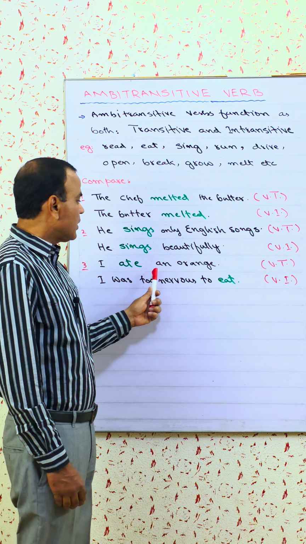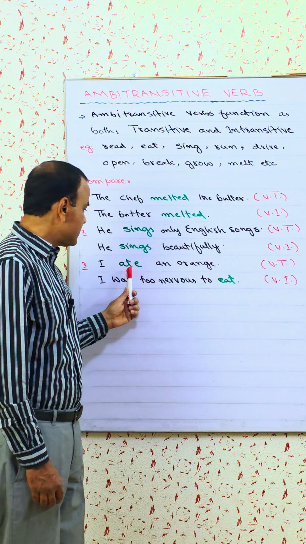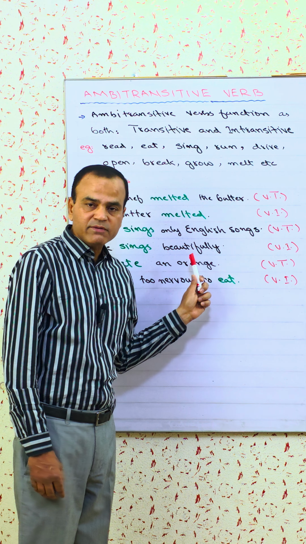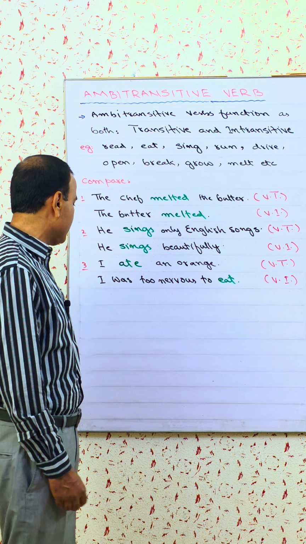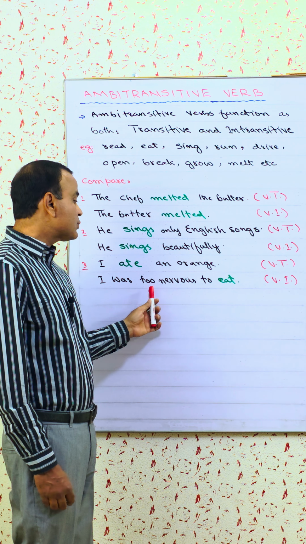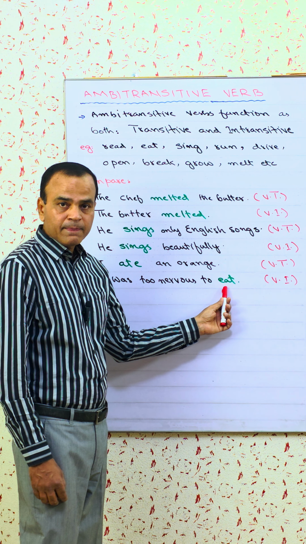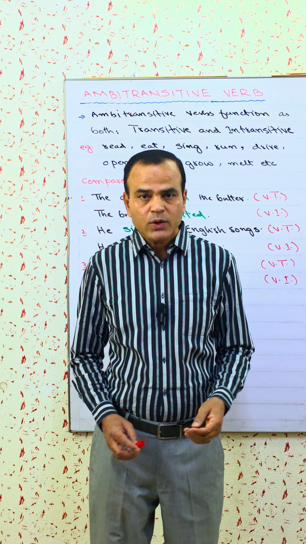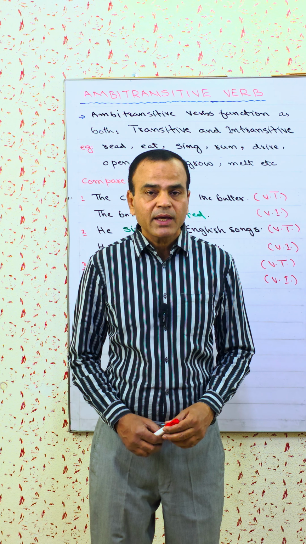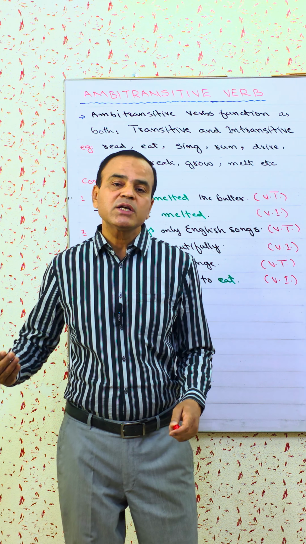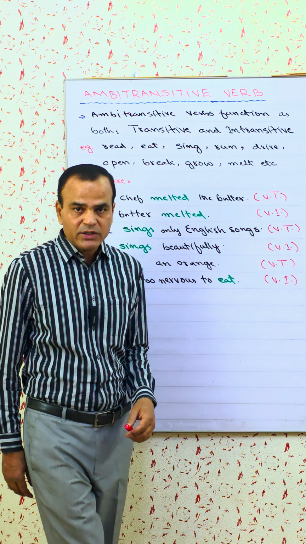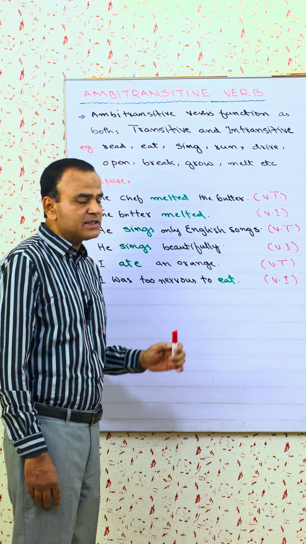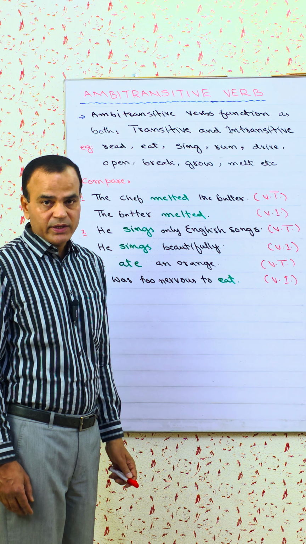I ate an orange. I did this work and the work passed over to the orange, so it is verb transitive and we can change this sentence into passive voice. But I was too nervous to eat. The situation was that I became nervous, so I did not eat. Here eat does not pass over to any object but stays with me, so that's why it is verb intransitive, and this sentence cannot be changed into passive voice.